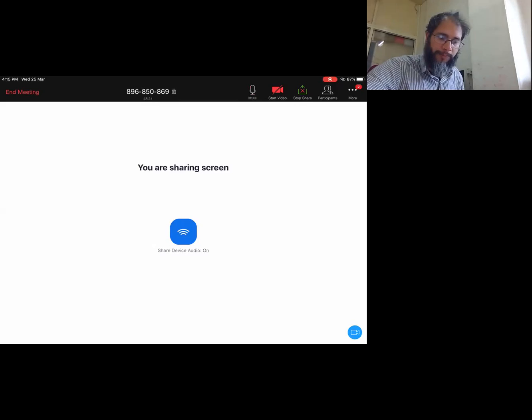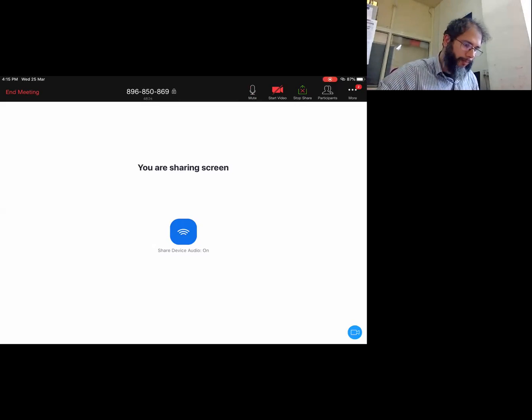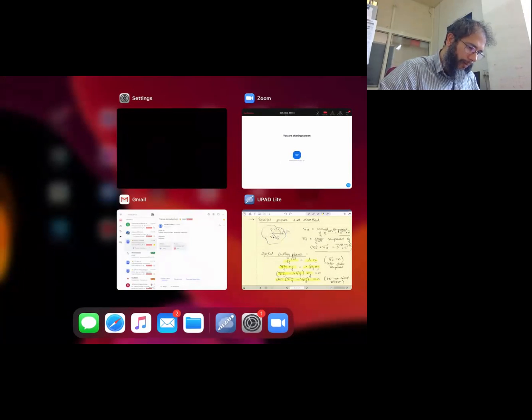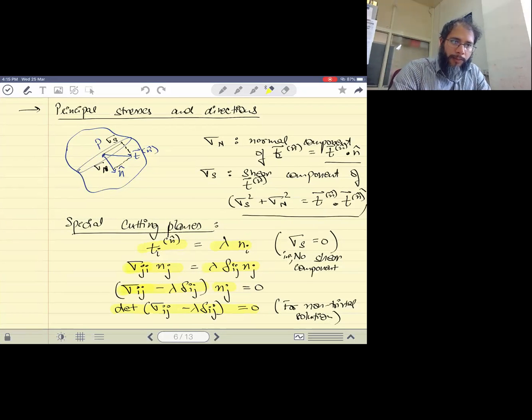Yes, please. Sir, can we treat that T as a vector, because we have seen it is a tensor now? Like here, can we always break it into two components perpendicular?